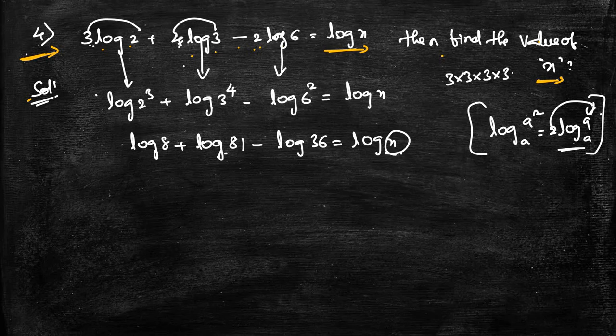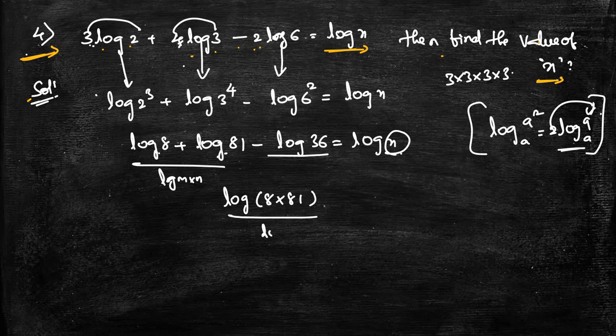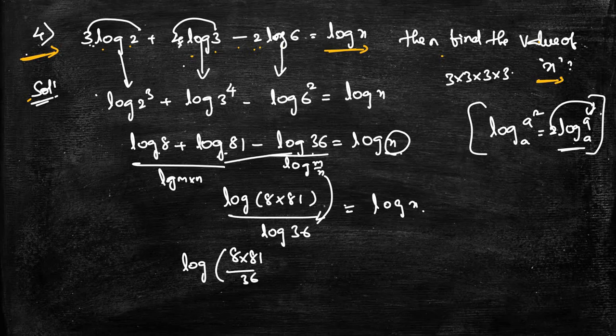So it will become log m into n. I will use the log m into n formula here. Log m into n is equal to log m plus log n, means log of 8 into 81. And this divide will become divide log 36. I will use the log of m by n formula like that. So total I will write it as log of 8 into 81 divided by 36, is equal to log x.